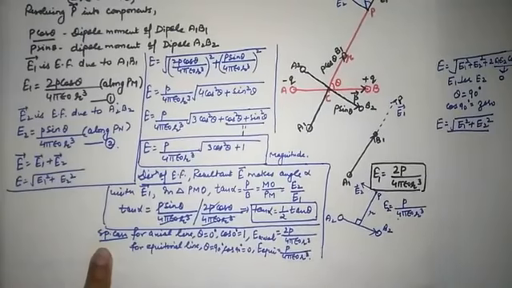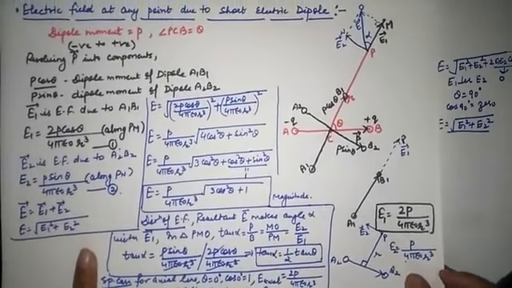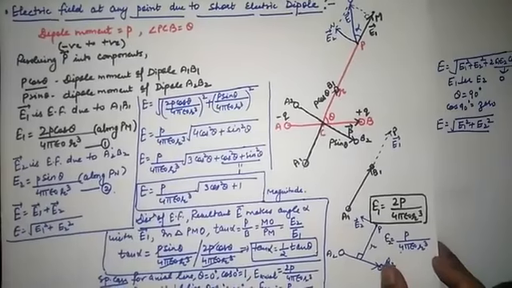So this is how we derive the expression for electric field at any point due to a short electric dipole.